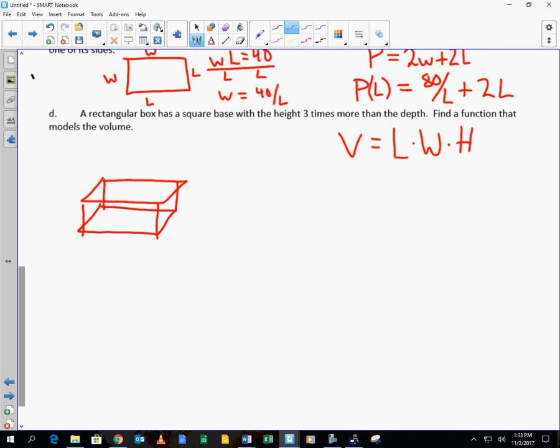Excellent. So Gigi's done some excellent thinking about the problem already. What does she know about the base? Two sides are the same. So if this one was W, I would call this side W as well, right? So what would the height be? 3 times more than the depth, or in this case, whatever we call the width, so 3 times the width.